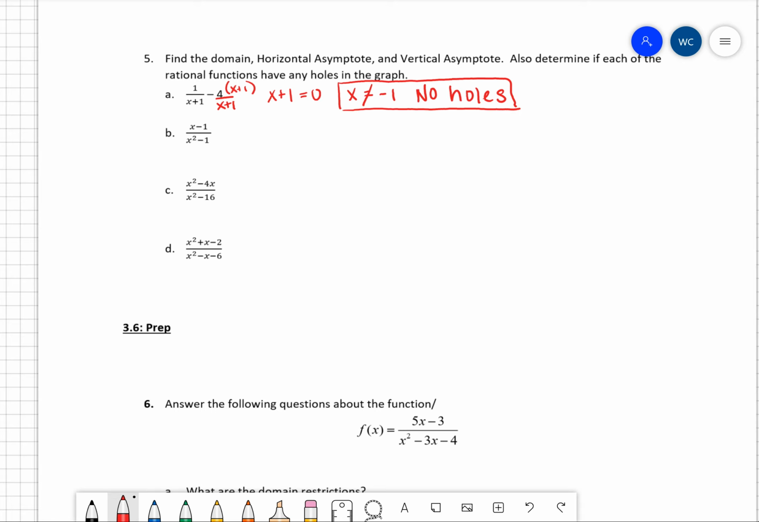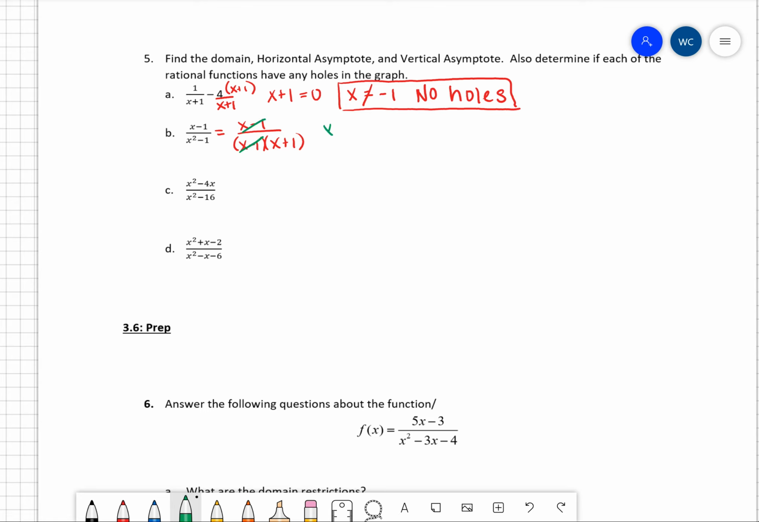Okay, now B. I am going to have to factor. I have x minus 1 on top. I know that x squared minus 1 is the difference of squares, so I get x minus 1, x plus 1. I can cancel out x minus 1, x minus 1.